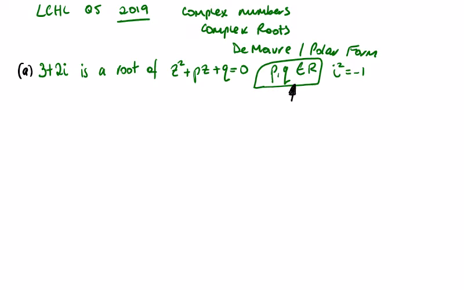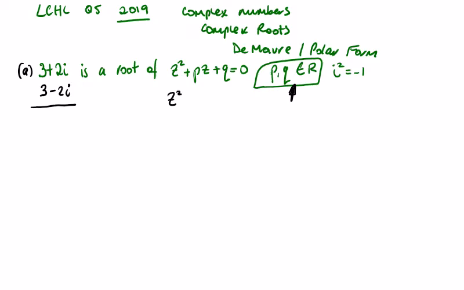Now, we have complex roots, where p and q are real numbers. We can use the conjugate roots theorem. So if 3 plus 2i is a root, 3 minus 2i is a root. Now, let's have a look here.